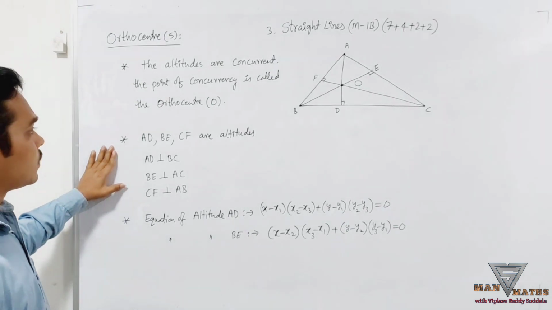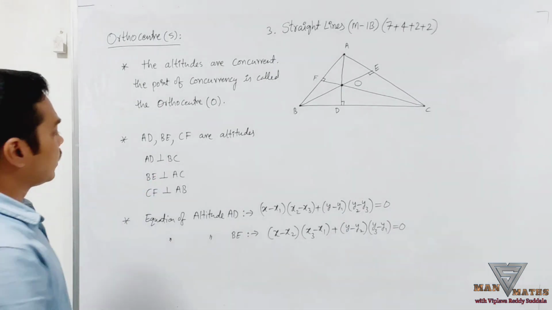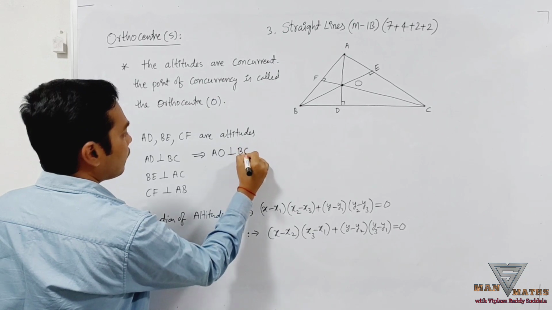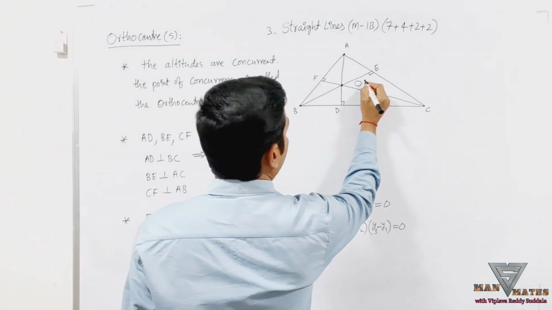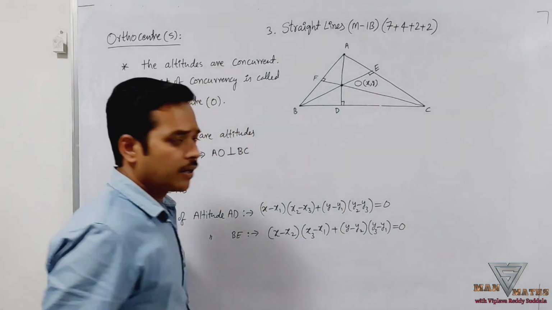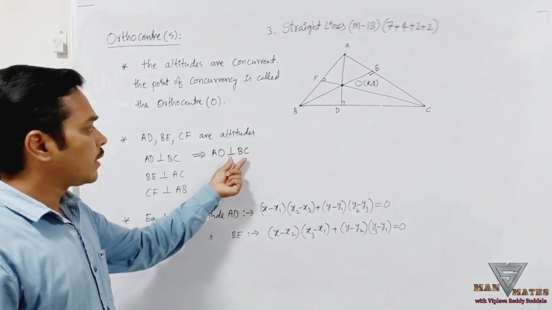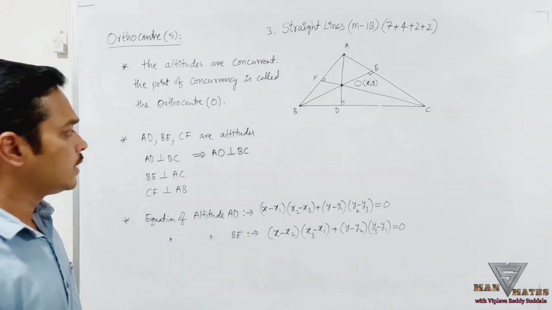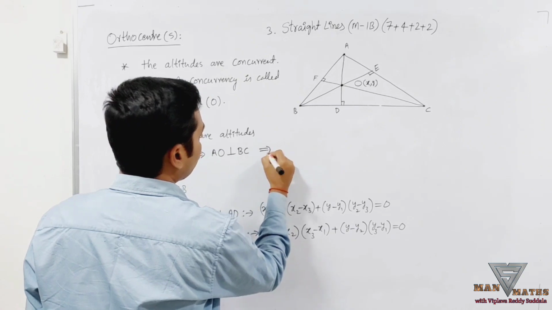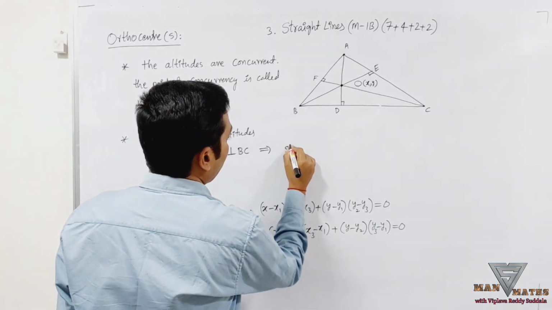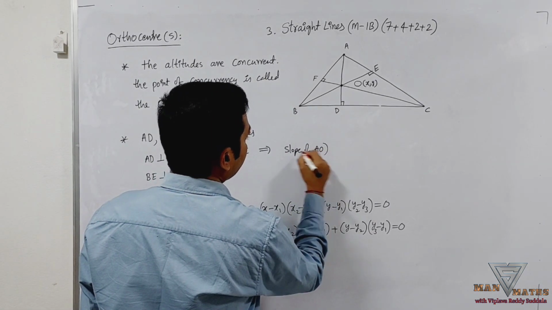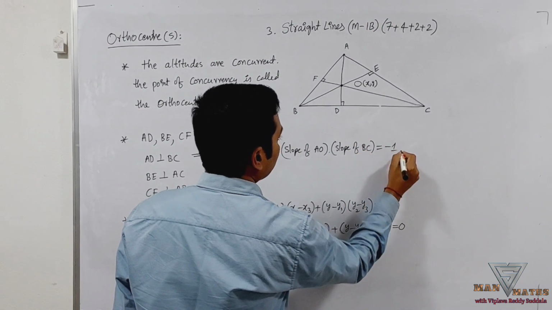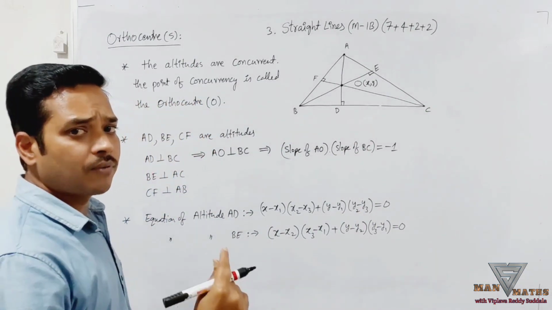Third method: from the diagram, AD is perpendicular to BC. AD perpendicular to BC means AO is also perpendicular to BC, where O(x, y) is the orthocenter. AO and BC are perpendicular, which means the product of their slopes is equal to -1. Slope of AO into slope of BC is equal to -1. By simplifying this condition, we get one equation in terms of x and y.